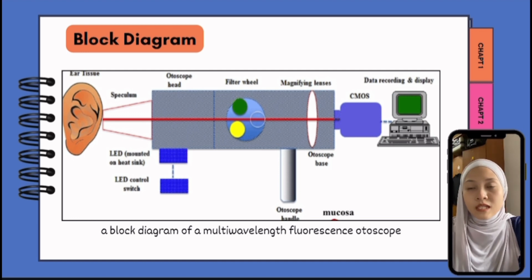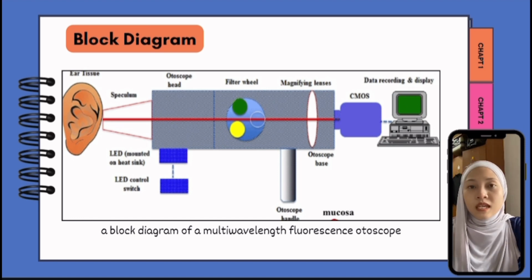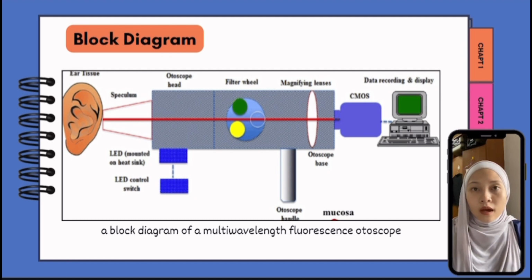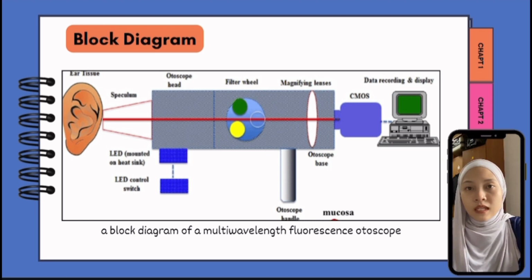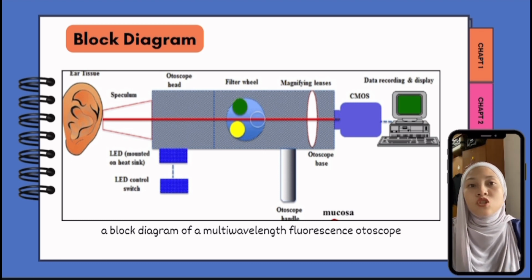As you can see, firstly, it has ear tissue. This refers to the tissue of the middle ear that the otoscope is visualizing. Secondly, there is the otoscope head. This is where the magnifying lens and illumination component of the otoscope are placed. Thirdly, the speculum. A speculum is a disposable cone-shaped piece that fits gently into the ear canal to hold it open for better visualization.